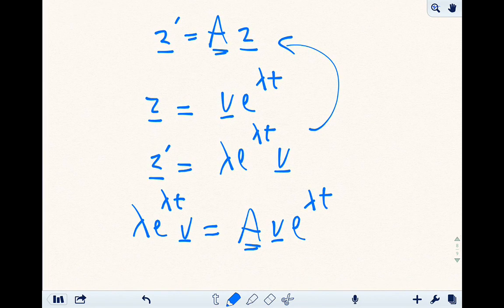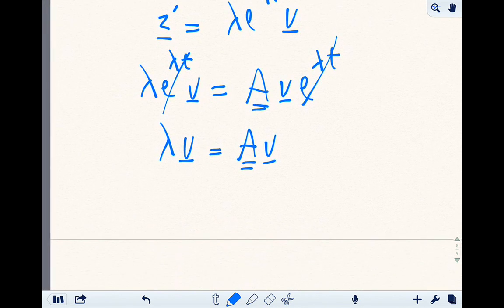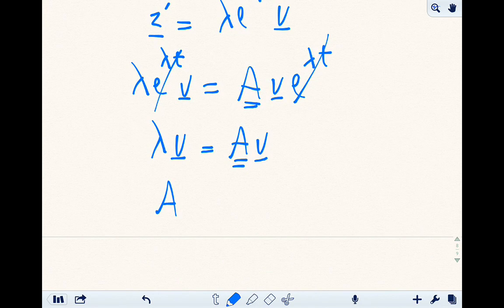Now we can simplify this. We'll get rid of these terms, which are the same on both sides. And we have lambda, a scalar, times this vector v, is equal to this matrix A, which comes from our original set of differential equations, times v. I'm just going to flip the left and right side, and you should recognize this as the original eigenproblem. This is what defined our eigenproblem.